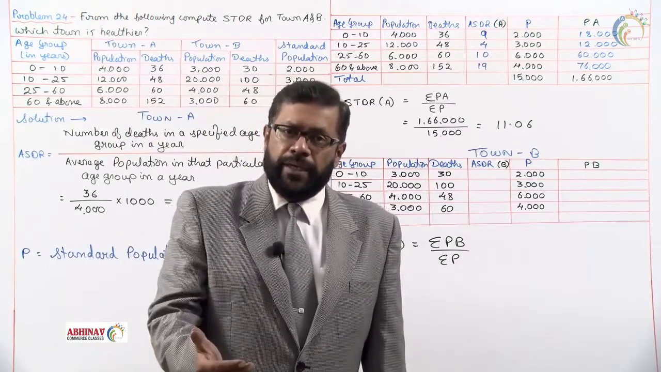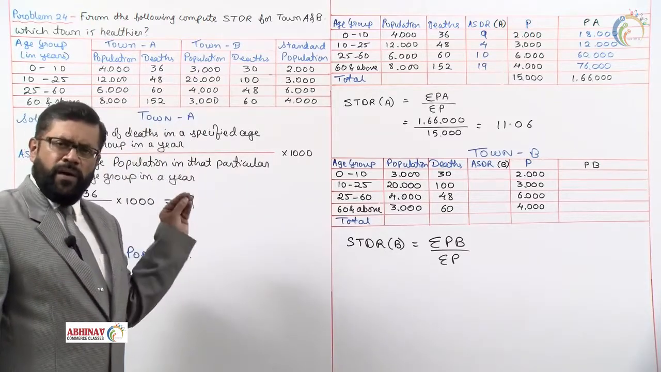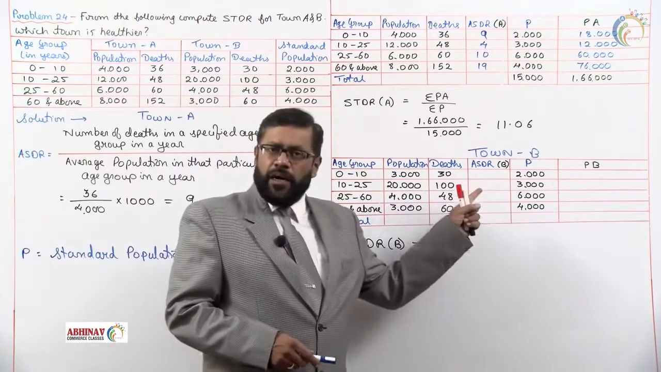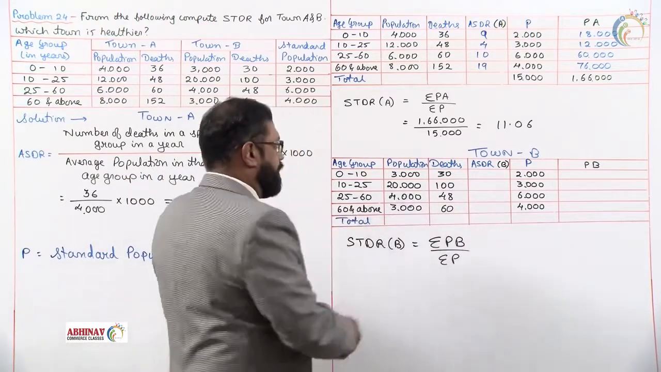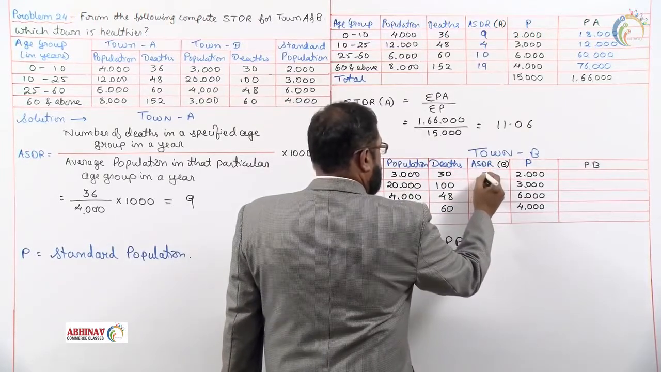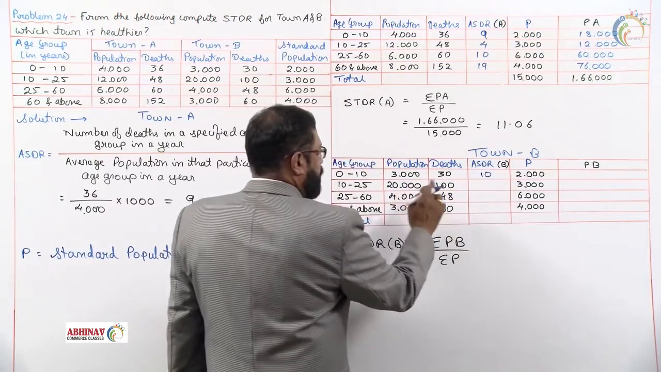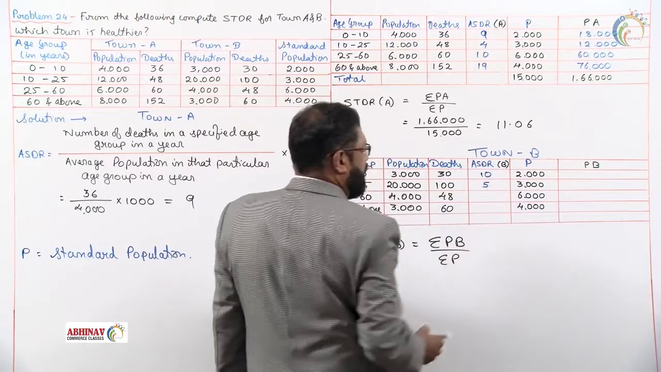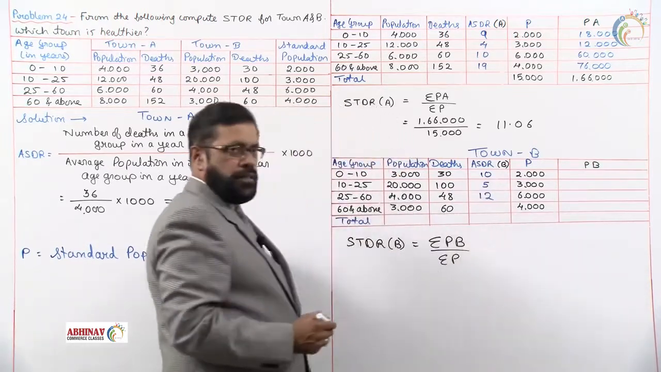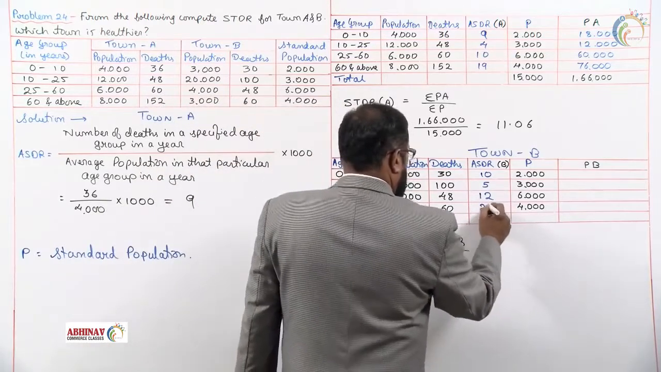Now let's start for town B. Again for town B, don't show the calculation for ASDR or write the formula again. Once in the problem it's written, that's all. Direct calculation. ASDR, how do we find it? Deaths upon the population. Let's say 30 divided by 3,000 into 1,000. The answer we get is 10. 100 divided by 20,000 into 1,000 is 5. 48 upon 4,000 into 1,000 is 12. 60 divided by 3,000 into 1,000 is 20.